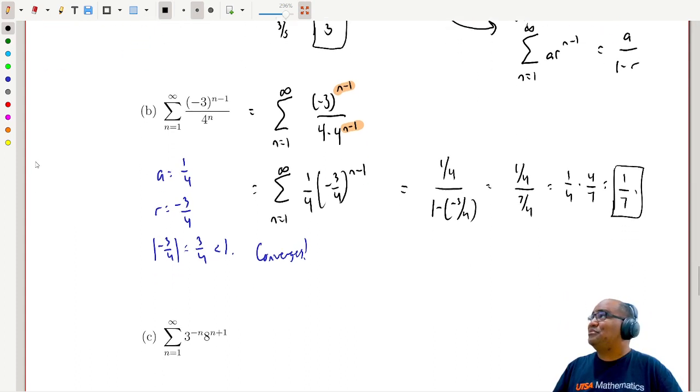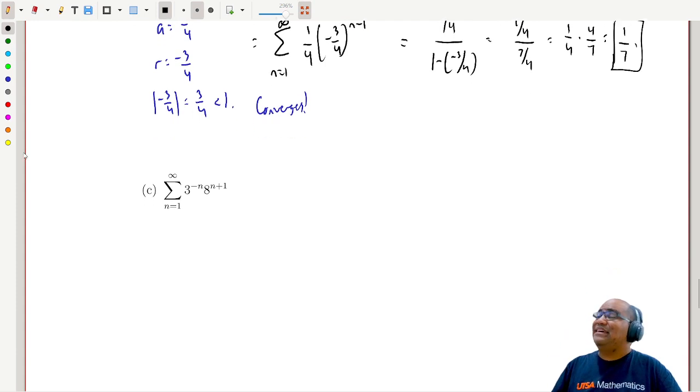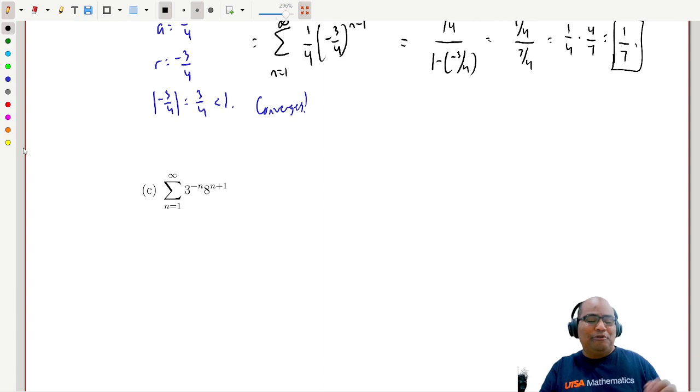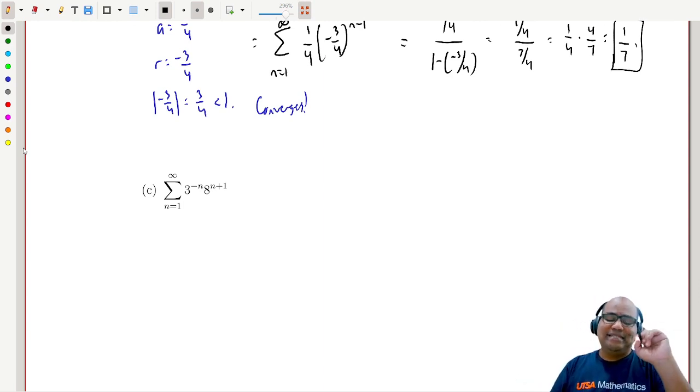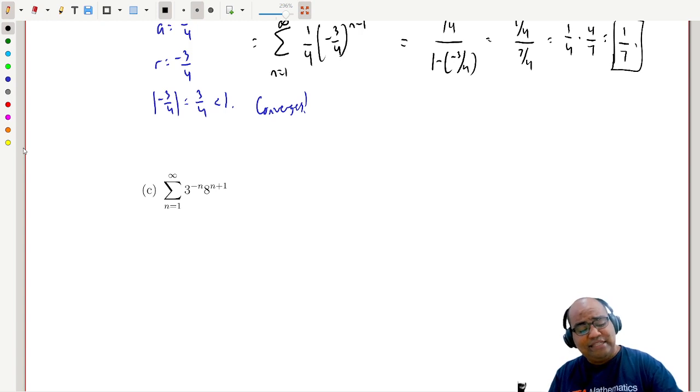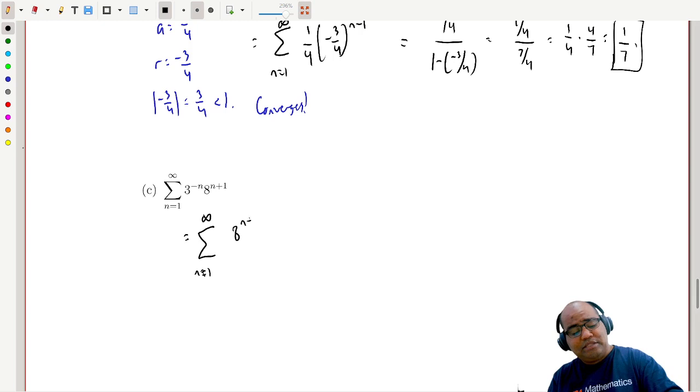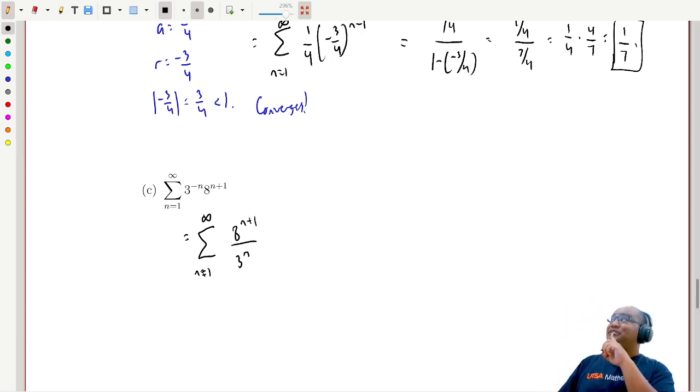All right, let's take a look at this last one. Again, doesn't look like a geometric series, but we can make it one if we remember our exponent rules. 3 to the minus n times 8 to the n plus 1. We have a negative exponent, so let's write it as a fraction, a sum from n equals 1 to infinity of 8 to the n plus 1 over 3 to the n. Something looks a little fishy here. See if you can spot it.